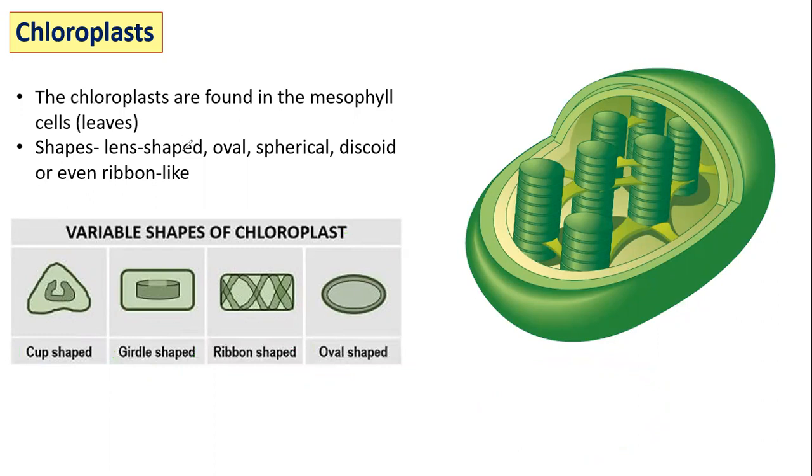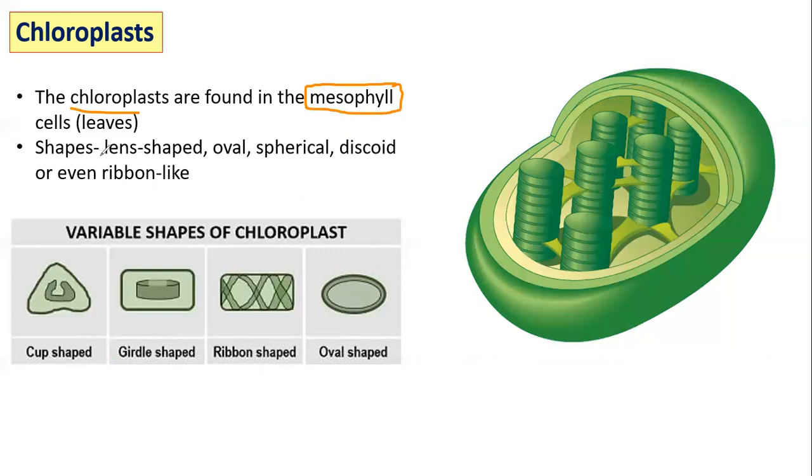Right now, a few of you might not be understanding what this mesophyll layer is, but when we complete the chapter Anatomy of Flowering Plants, you will come to know what the mesophyll layer is. There you'll study the anatomy of root, stem and leaf. For now, you just have to study that chloroplasts are found in the mesophyll cells inside the leaves.